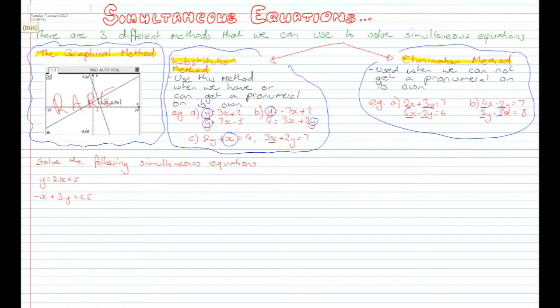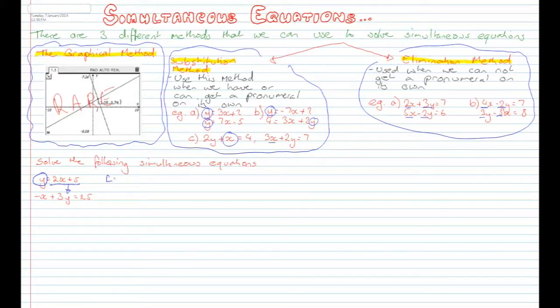Right, so let's have a look at this question. Solve the following simultaneous equations, y equals 2x plus 5 and negative x plus 3y equals 25. Right, let's have a look at this first of all. We'll have a look to see if there's any pronumerals that are on their own. Well, we can see here straight away that you've got your y on its own, that is, it doesn't have a coefficient out the front, so you've got y equals 2x plus 5. What this essentially means is we can actually substitute all of 2x plus 5 in for wherever it says y.